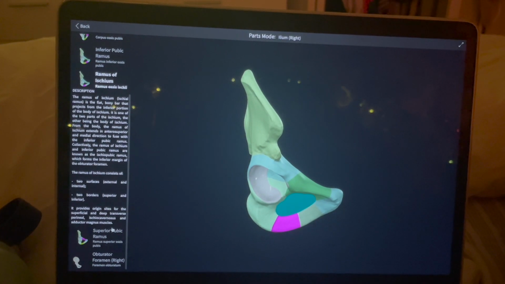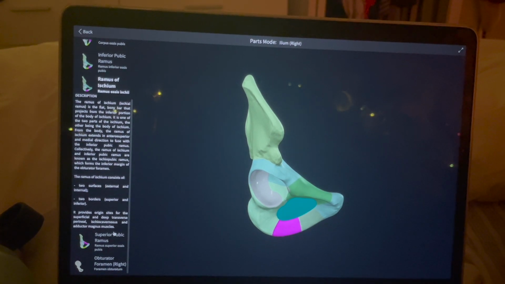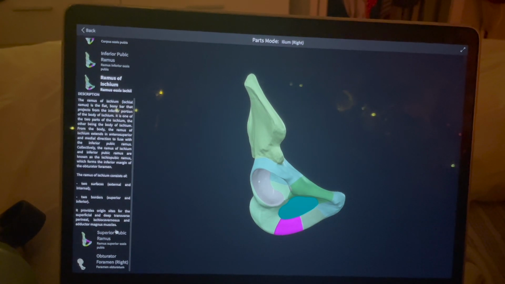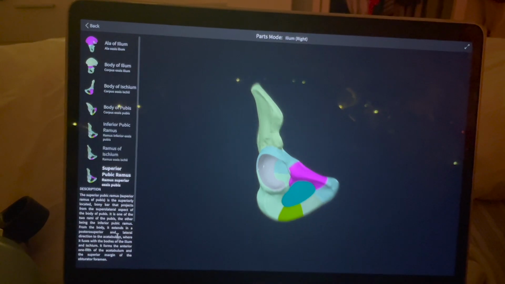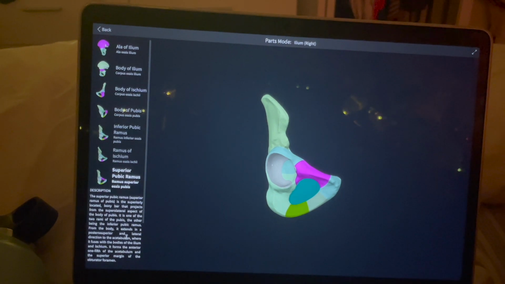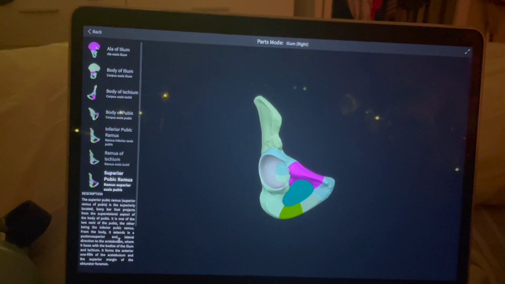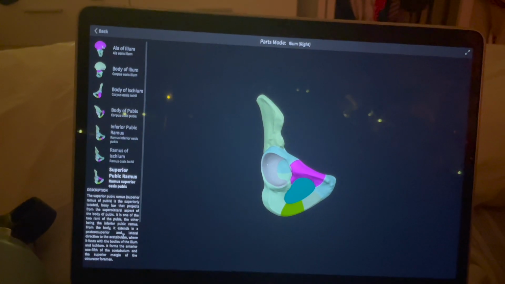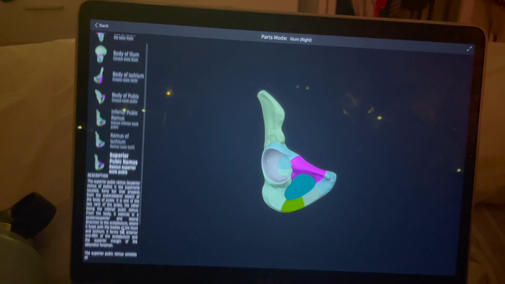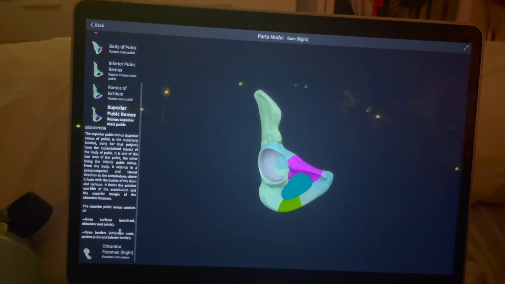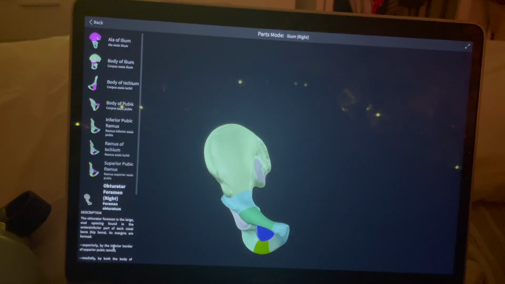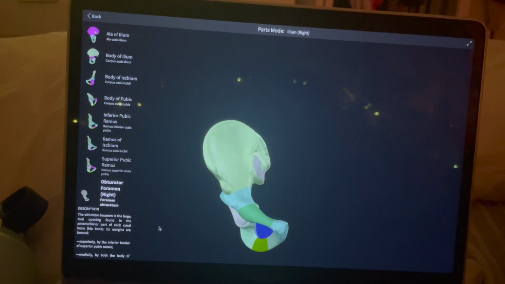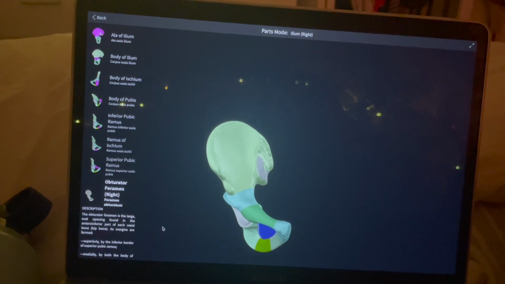And then we have the ramus of the ischium. This is a flat bony bar, and it's going to protrude from the inferior portion of the body of the ischium. Then there's the superior pubic ramus. This is obviously insinuated by the name. It's going to be superiorly located, and it's the bar that projects from the lateral aspect of the body of the pubis. And then we have the obturator foramen. It's a large oval opening in the anterior inferior part of the coxal bone, or the hip bone.